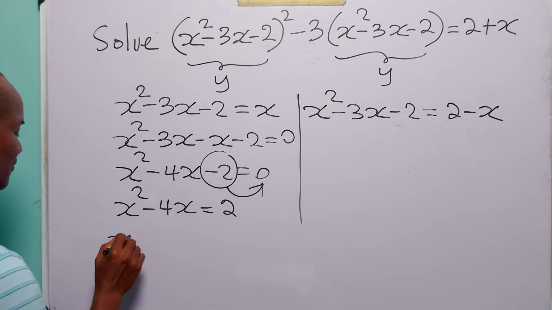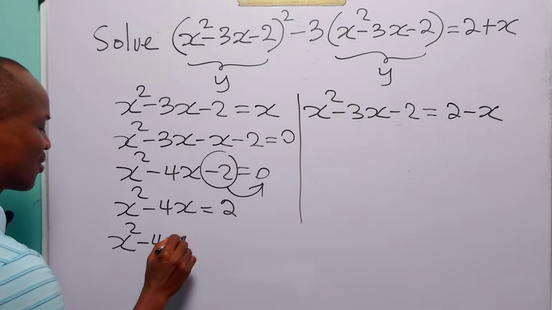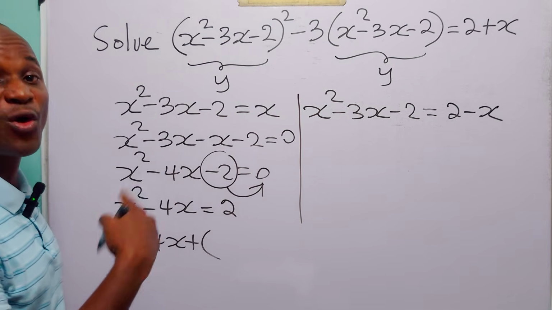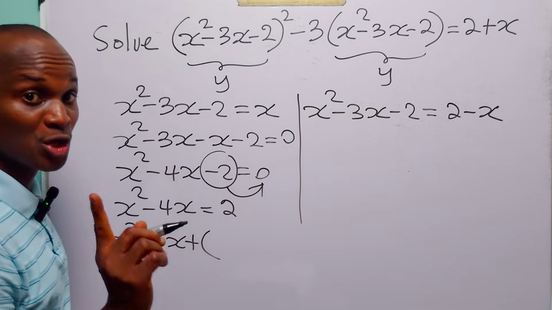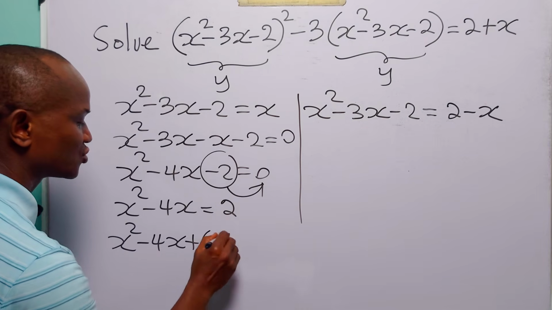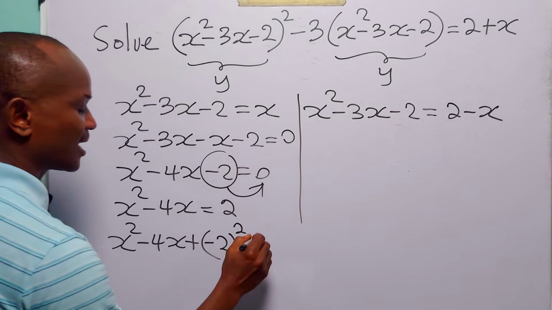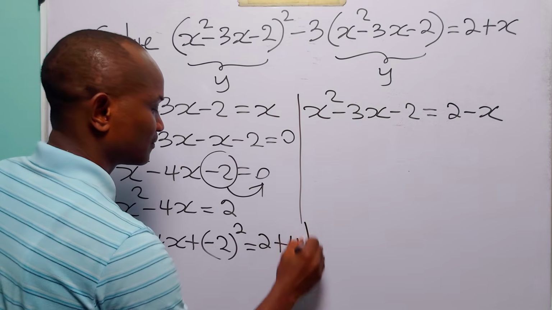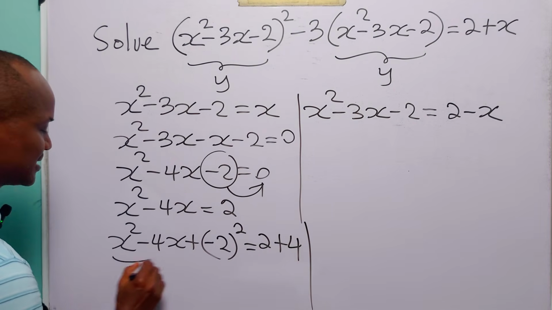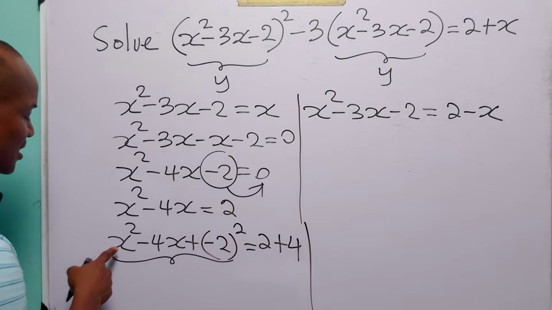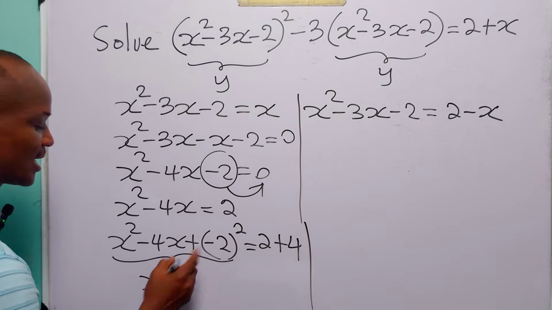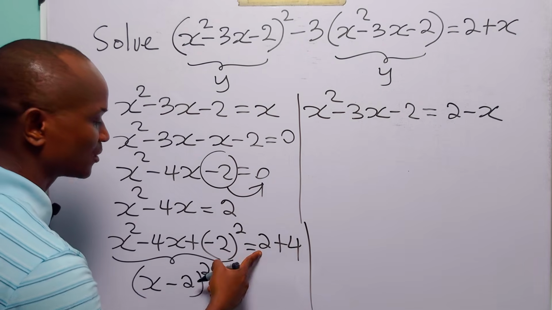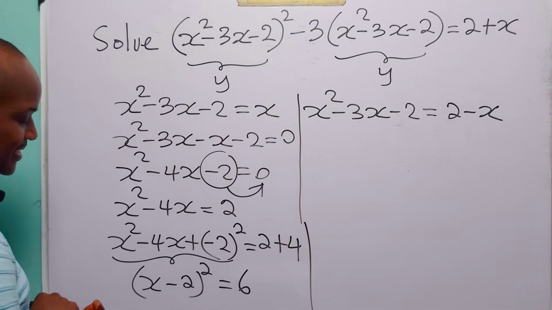When we do that, we have x squared minus 4x plus, now the coefficient of x is minus 4. Minus 4 divided by 2 is minus 2. So we will add minus 2 squared. Here we have 2 plus minus 2 squared is 4. Now, this is a perfect square. So we take 1x and we take 1 minus 2. We square, and this is equal to 2 plus 4, which is 6.